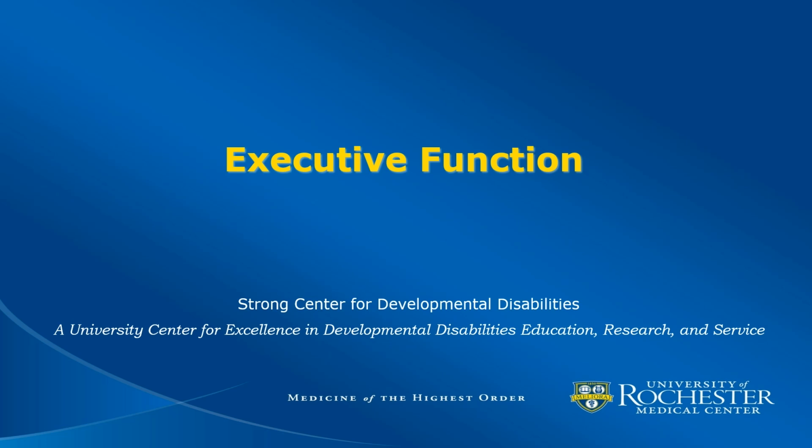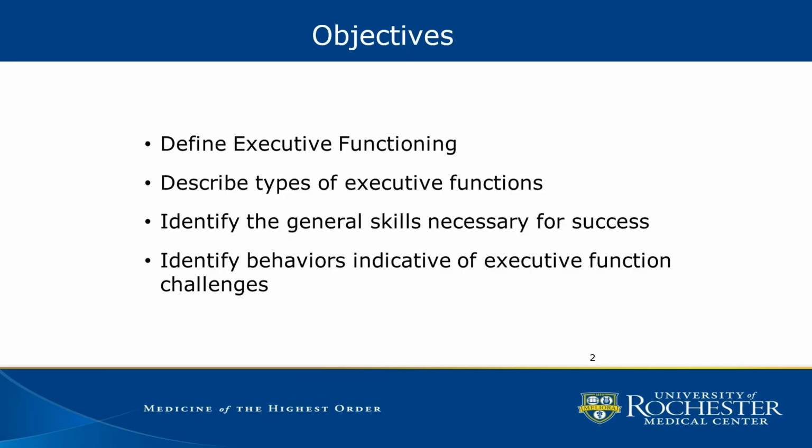Executive function refers to the higher level mental skills and processes that allow us to manage ourselves and get things done. After viewing this presentation, one should be able to better define executive functioning, describe the core areas of executive function, identify types of executive functions, identify general skills necessary for success, and identify skill issues that are challenging if the person has executive function skill deficits.